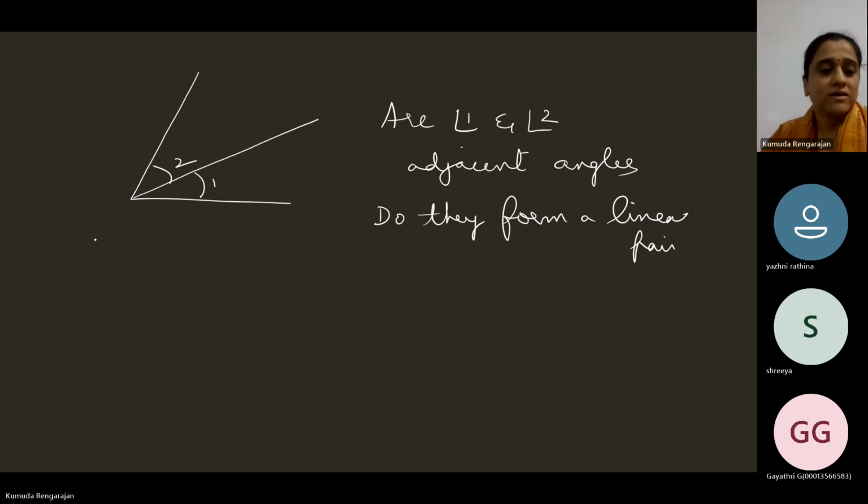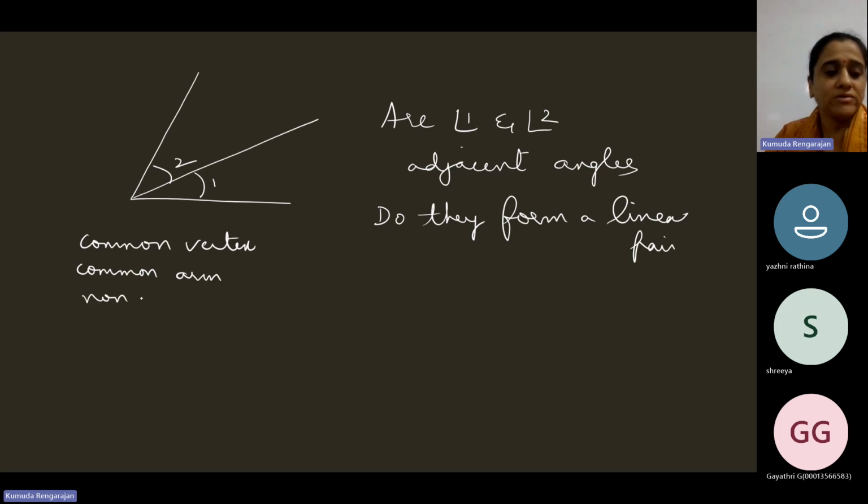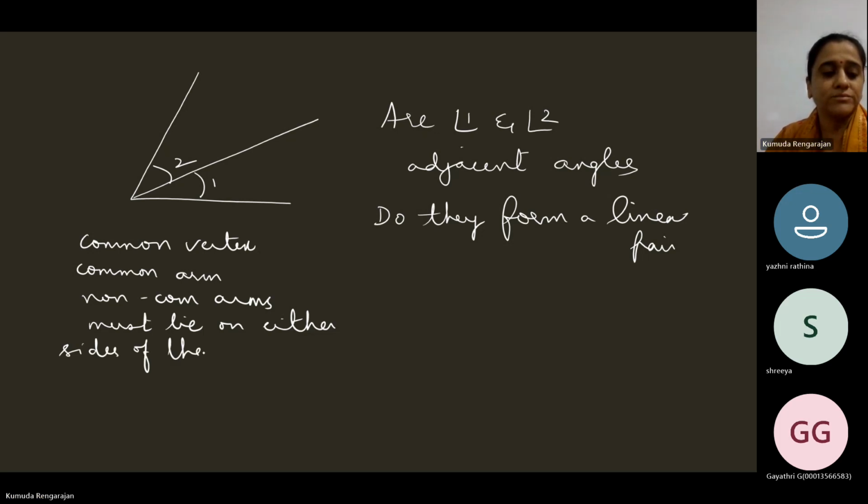Okay? Common vertex, common arm, non-common arms must lie on either sides of the common arm. Okay, so let's just name this figure.